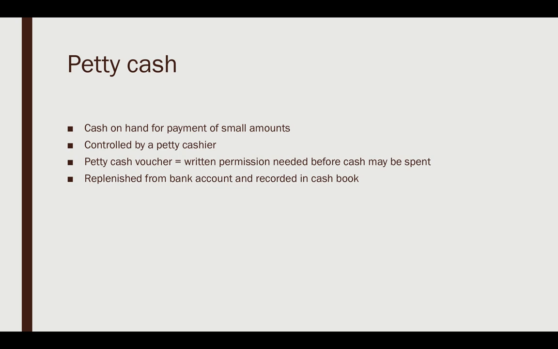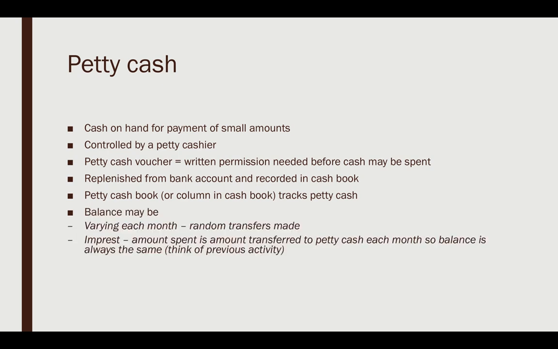The money in the petty cash box will then be replenished from the bank account and recorded in the cash book. So you would credit your bank account and you would debit your petty cash account. The petty cash book, or you could also have this as a column in the cash book, especially where you've got a column for cash and for bank already, is going to be used to track the petty cash.